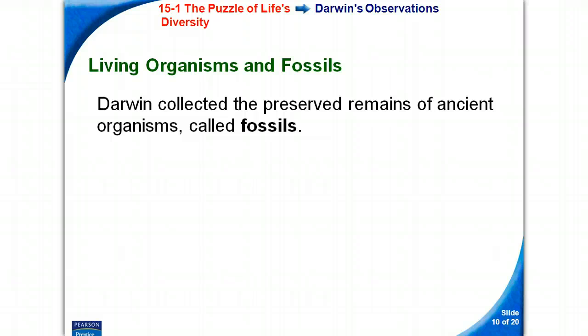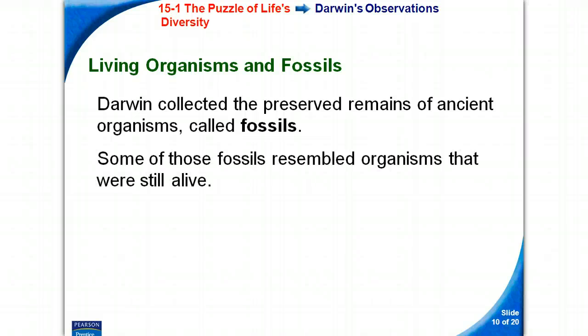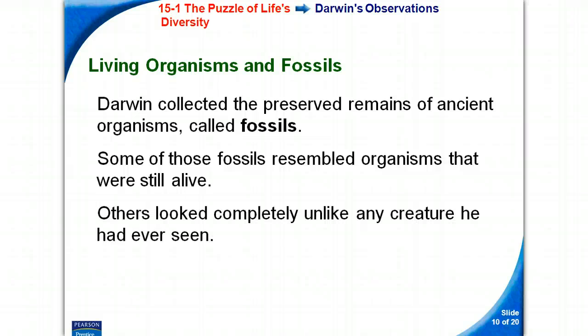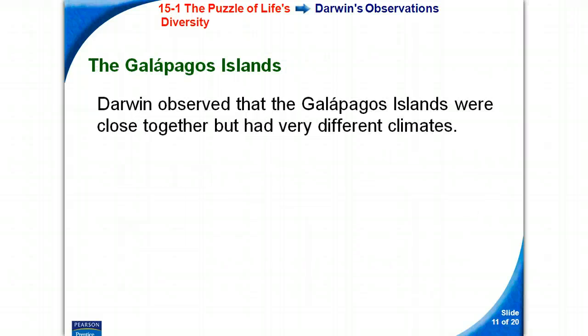Living organisms and fossils. Darwin collected the preserved remains of ancient organisms called fossils. Some of those fossils resembled organisms that were still alive. Others looked completely unlike any creature he had ever seen. The Galapagos Islands. Darwin observed that the Galapagos Islands were close together but had very different climates.